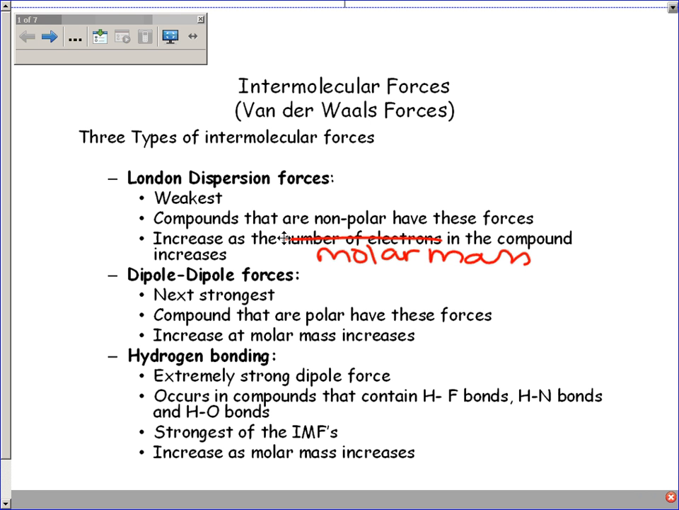The third is hydrogen bonding. This is the strongest type of intermolecular force, and it only applies to HF bonds, HN bonds, and HO bonds. FON. F-O-N. Anything else bonded to hydrogen is not a hydrogen bond. It has to be fluorine, nitrogen, or oxygen. This is the strongest of all the IMFs, and it increases as the molar mass increases.